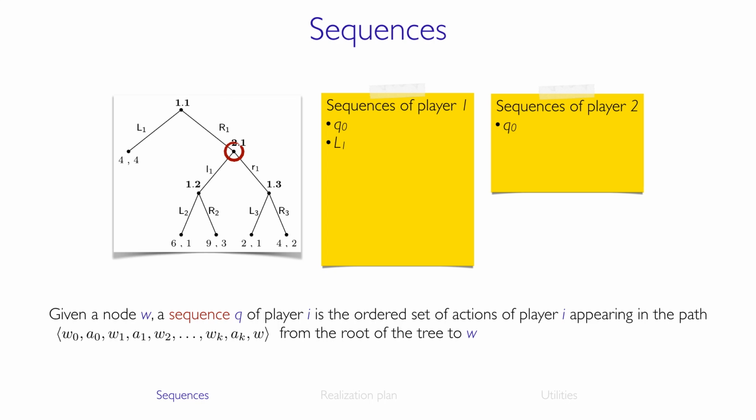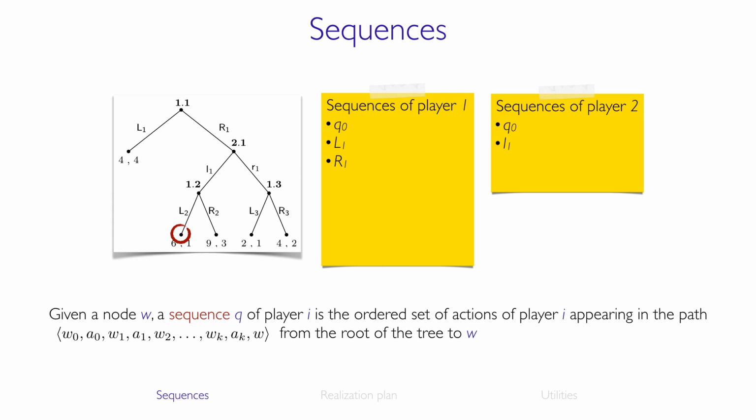Now we consider the decision node 2.1. Action uppercase R1 of player 1 leads to such a decision node. Thus, we add the corresponding sequence to player 1. No sequence is obviously added to player 2. We consider now the decision node 1.2. The decision node is reached when player 2 plays lowercase l1. In terms of sequences, it is a sequence of player 2, and this sequence is exactly lowercase l1. Thus, we add the lowercase l1 to the space of sequences of player 2.